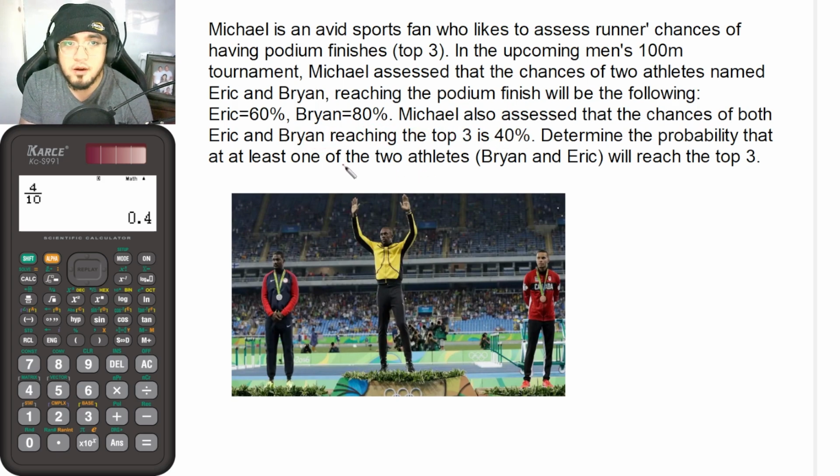If you are confused here, this 40% represents that both Eric and Brian will be included in the podium. The 60% chance indicates that Eric has a 60% chance of going to the podium regardless of whether Brian is there or not. The 80% represents the chance of Brian getting on the podium regardless of whether Eric is also there. And for this 40% chance, both of them must be on the podium.